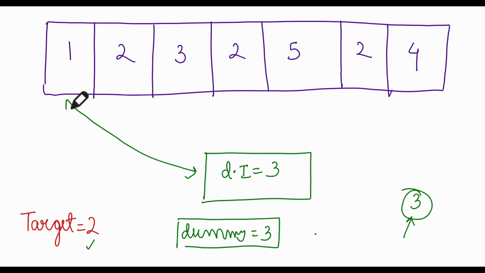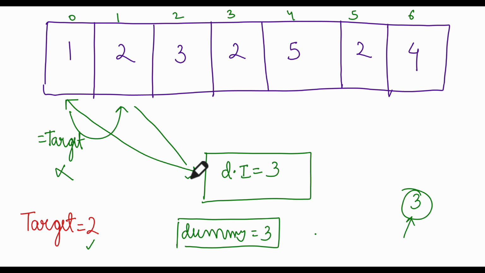So what do I need to do? First of all, if this element is equal to my target element, then I will update my index to this actual index. For example, here it is 0, 1, 2, 3, 4, 5 and 6. First of all, I'll start with index 0. Is my 1 equal to 2? No, it is not equal to 2. So I will move from here to here. Now I will compare 2 with this particular index.